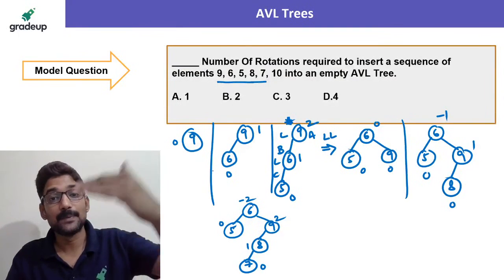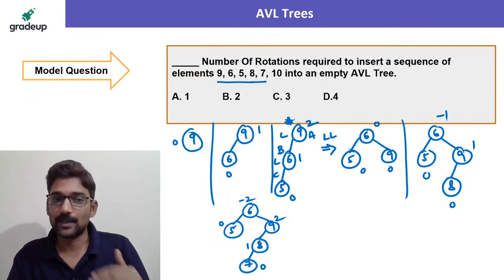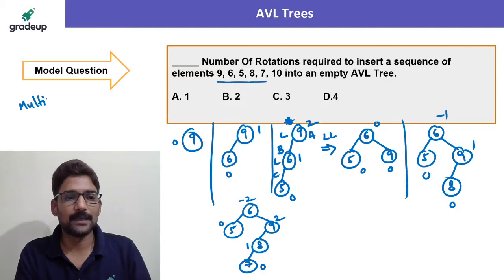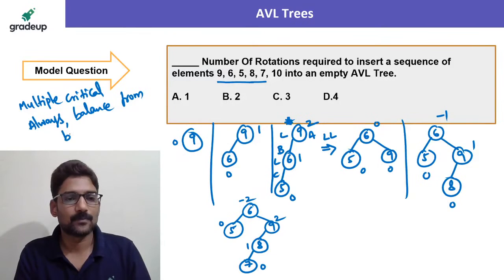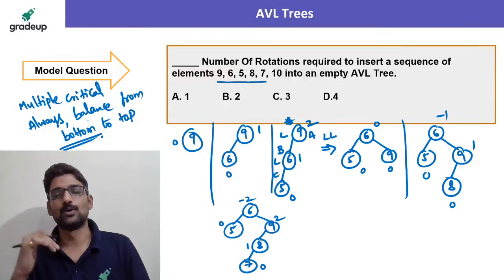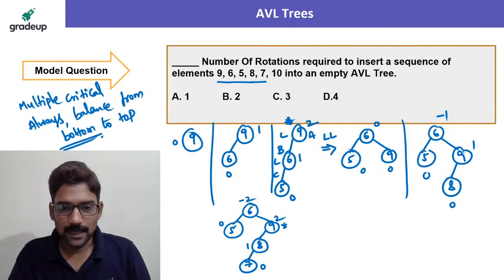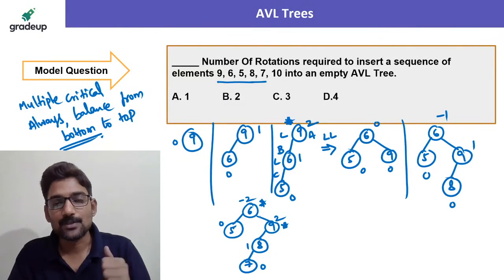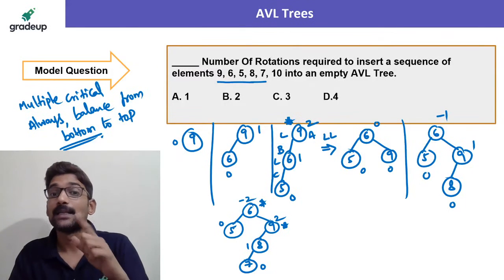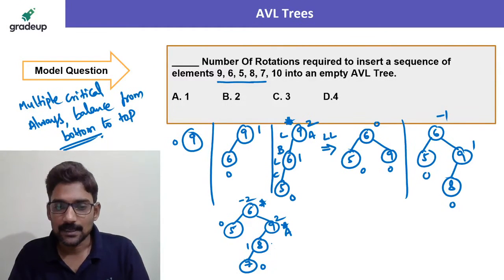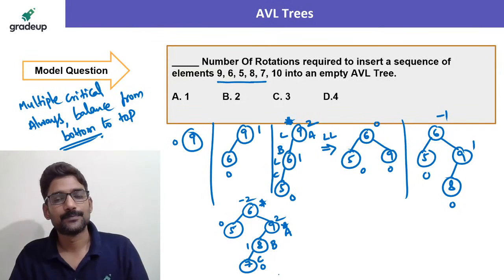Whenever you have multiple critical nodes, always balance from the bottom critical node. Give priority to the bottom node. Automatically the top node becomes balanced. So here 9 is critical, 6 is critical. Which one will we take as A, 6 or 9? 9. So when this is A, this becomes B, this becomes C.